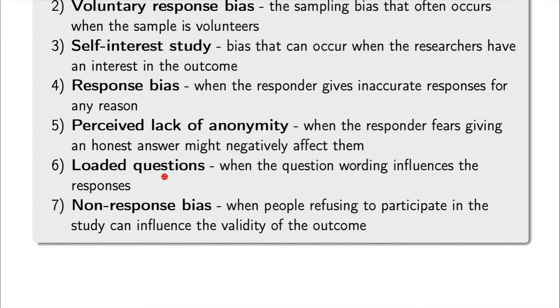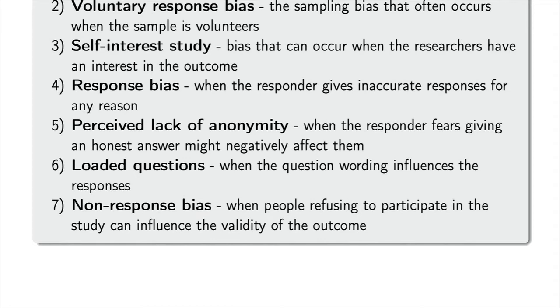And finally, we've got non-response bias. Non-response bias is where the people that do not participate in the study actually will influence the validity of the outcome. Maybe the people conducting a study, the researchers, are known to be from an organization that has specific views, and when someone finds out about that and they don't agree, they refuse to participate.